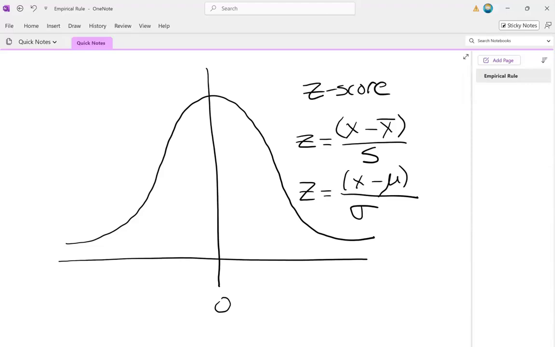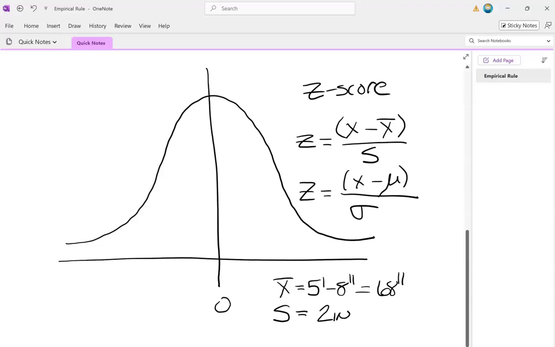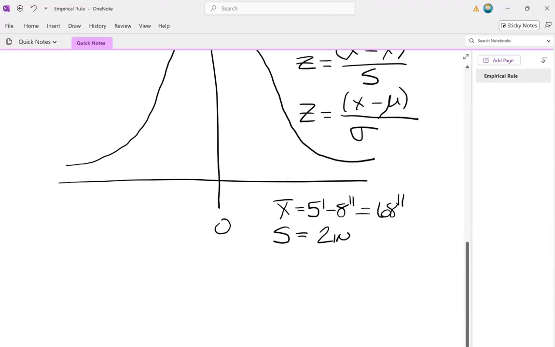So let's say that we went through your class and we calculated things out and found that the average height of our class is 5 foot 8 inches. So that would be x bar, which is 68 inches tall. And the standard deviation of our population was 2 inches. So we can look at this in terms of z-score. Let's say we throw myself into the mix. I'm 6 foot tall. 6 times 12 is 72. So my x value for my height is 72 inches.